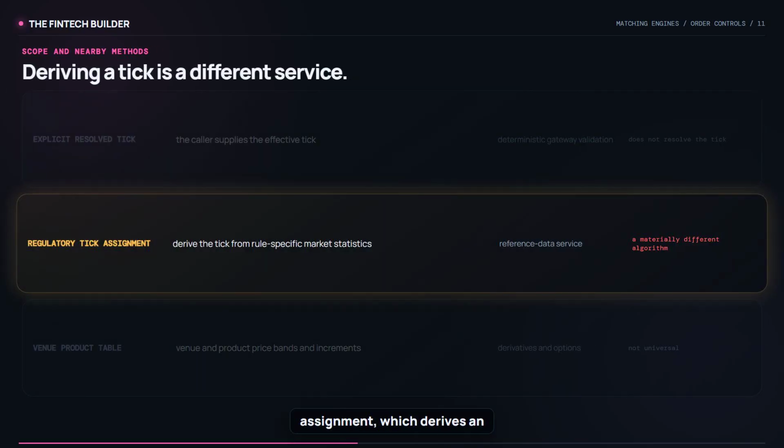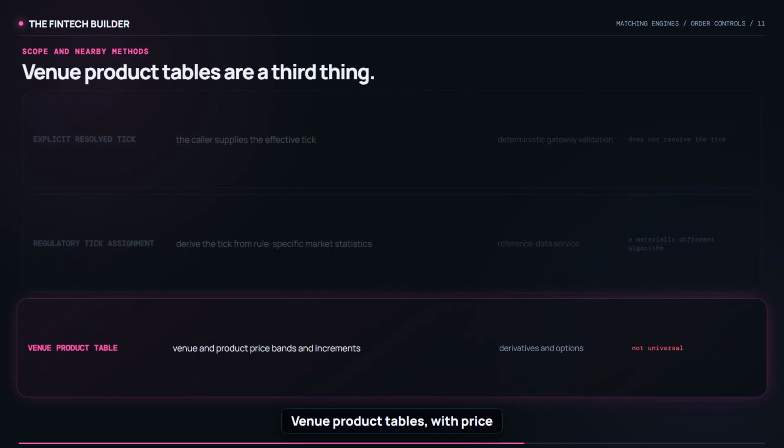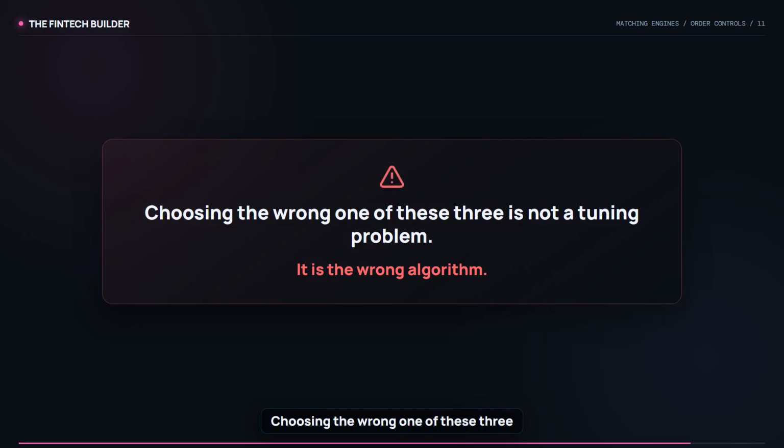Regulatory tick assignment, which derives an increment from rule-specific market statistics, is a materially different algorithm and belongs in a reference data service. Venue product tables with price bands and per-product increments are a third thing again, common in derivatives and options, and not universal. Choosing the wrong one of these three is not a tuning problem. It is the wrong algorithm.